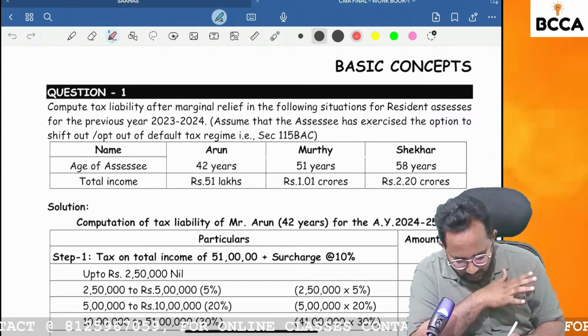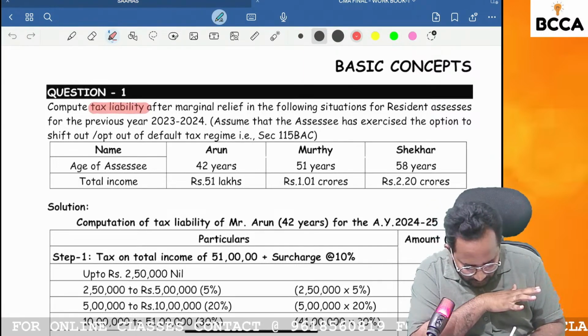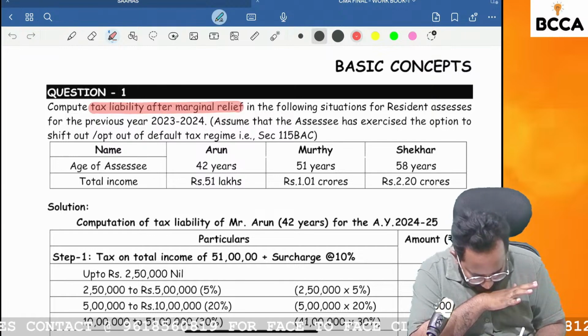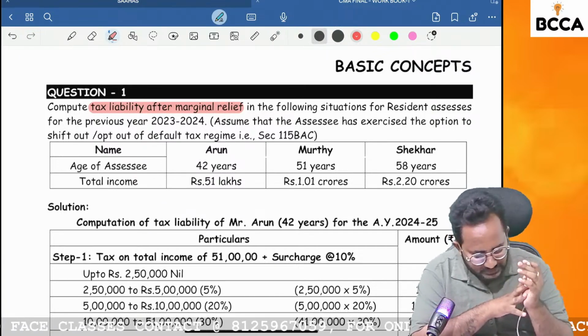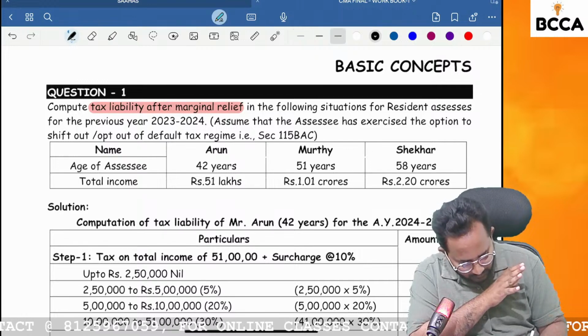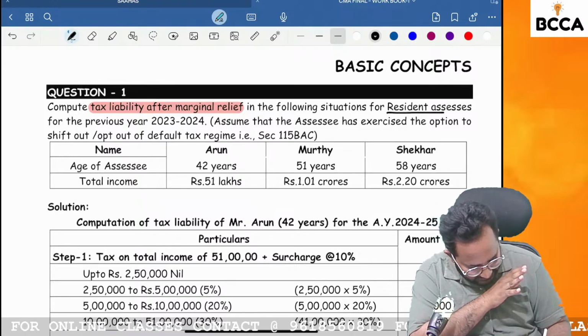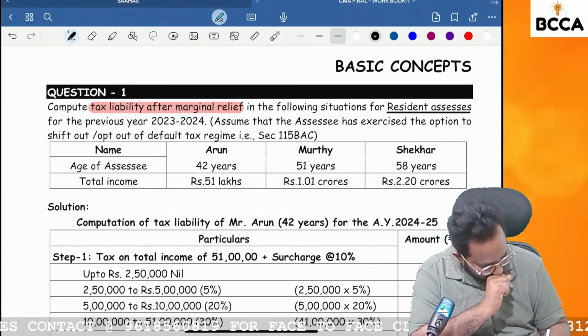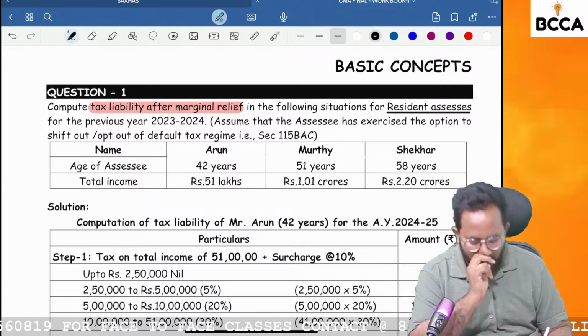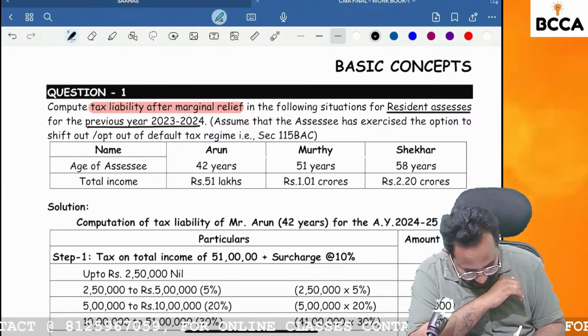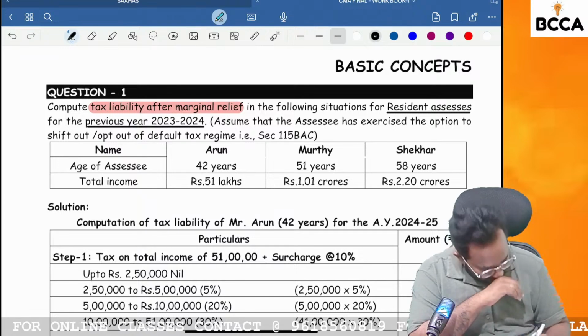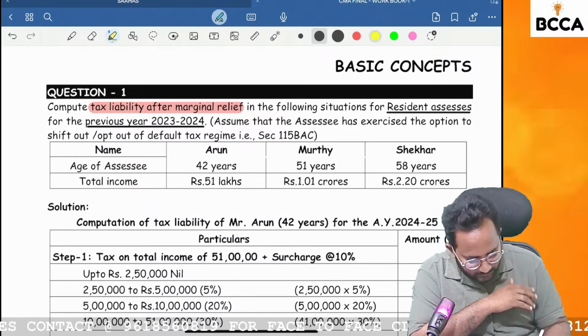So question number one: compute the tax liability after marginal relief in the following cases. Here I'm asking the question directly. Can you tell me, for that resident SSEs only, what is the previous year? 2023-24. Okay, please listen to these words carefully.